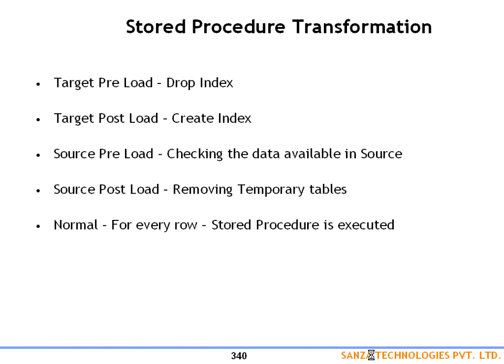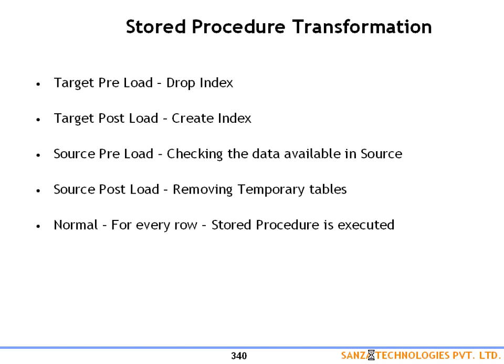Or before you extract the data from the source, you want to execute a stored procedure from this stored procedure transformation, then you set it to source preload. Or after you extract the data from the source, before the first record is processed by Informatica at runtime, you want to execute a stored procedure, then you set it as source post load. Or if you want to execute a stored procedure for every record, then you set it as normal. Where you set it, I'll show you in a minute.